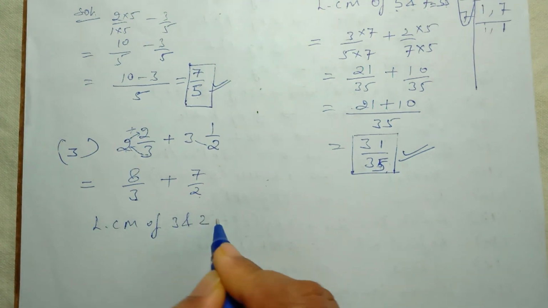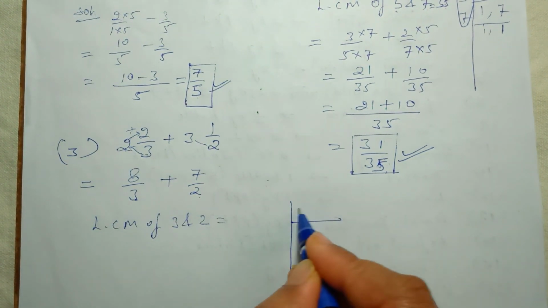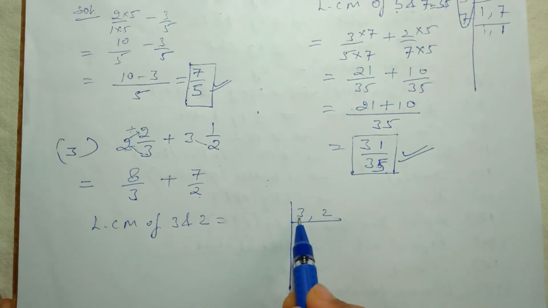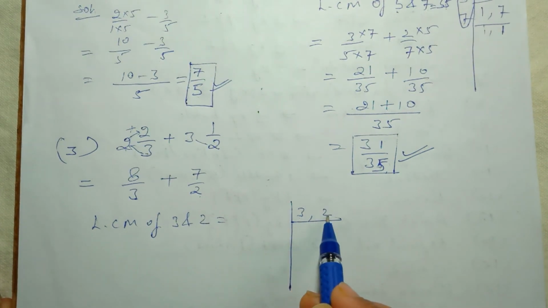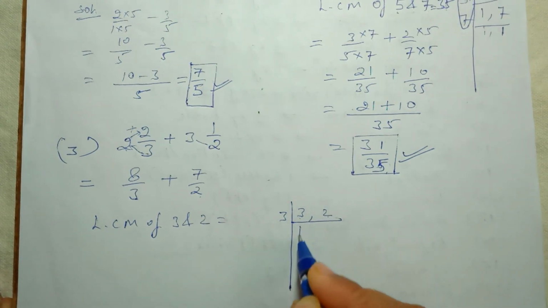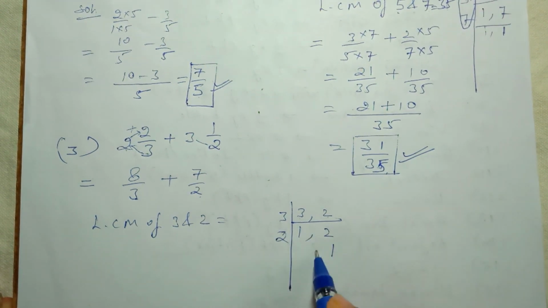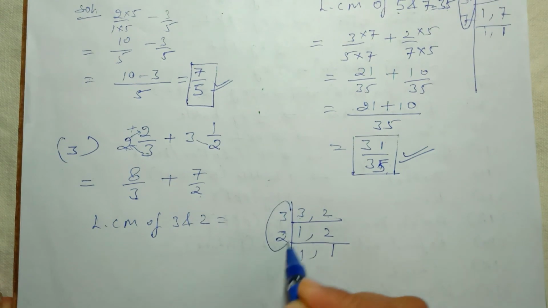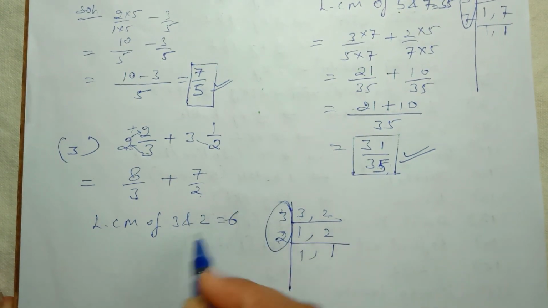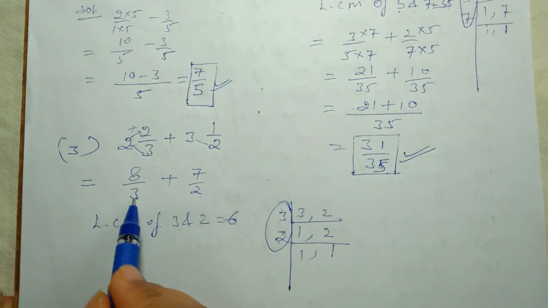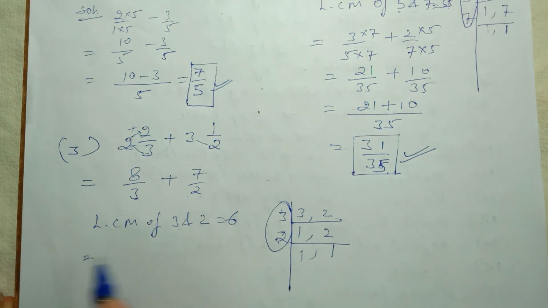3 and 2. Again the rough process, 3 and 2. 3 comes in the table of 3 and 2 comes in the table of 2. You can take either of them first. 2 ones are 2, 3 twos are 6. So the LCM of 3 and 2 is 6. It means we have to make both denominators 6.